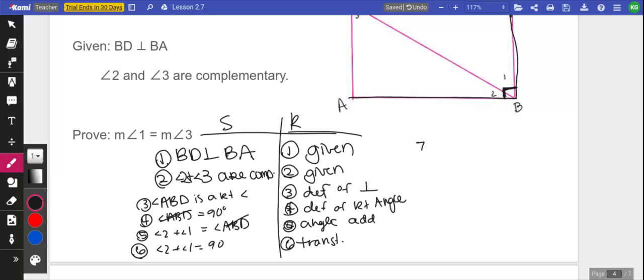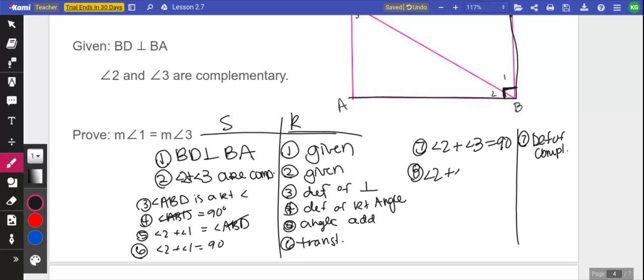Now I go back to my other given. Angle 2 and angle 3 are complementary, so that means that they add up to 90. Because that is the definition of complementary. So since angle 2 and angle 1 are both equal to 90, and so is 2 and 3, I can say angle 2 plus angle 1 equals angle 2 plus angle 3 by transitive. Subtract the angle 2's from both sides, and I get angle 1 equals angle 3 because of subtraction.